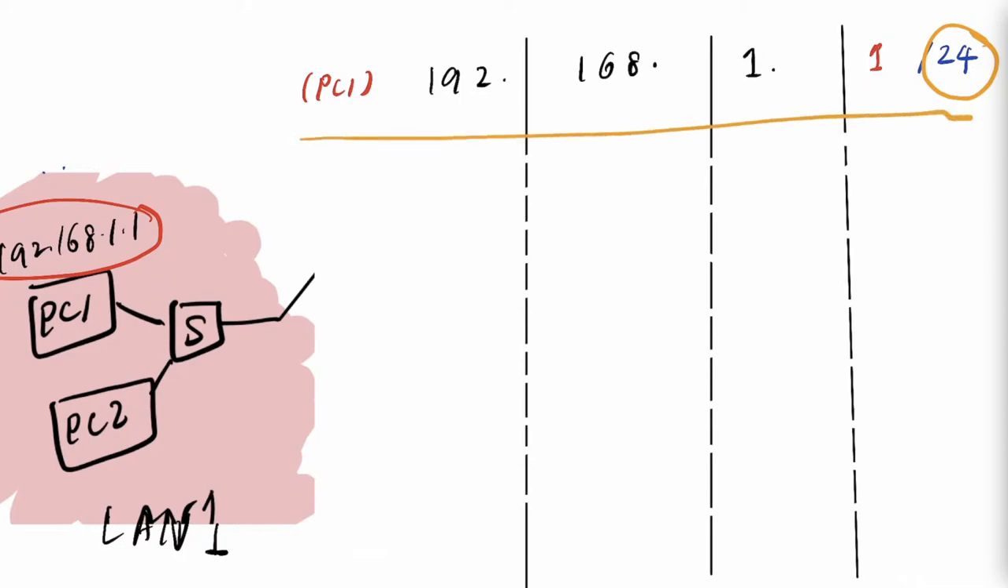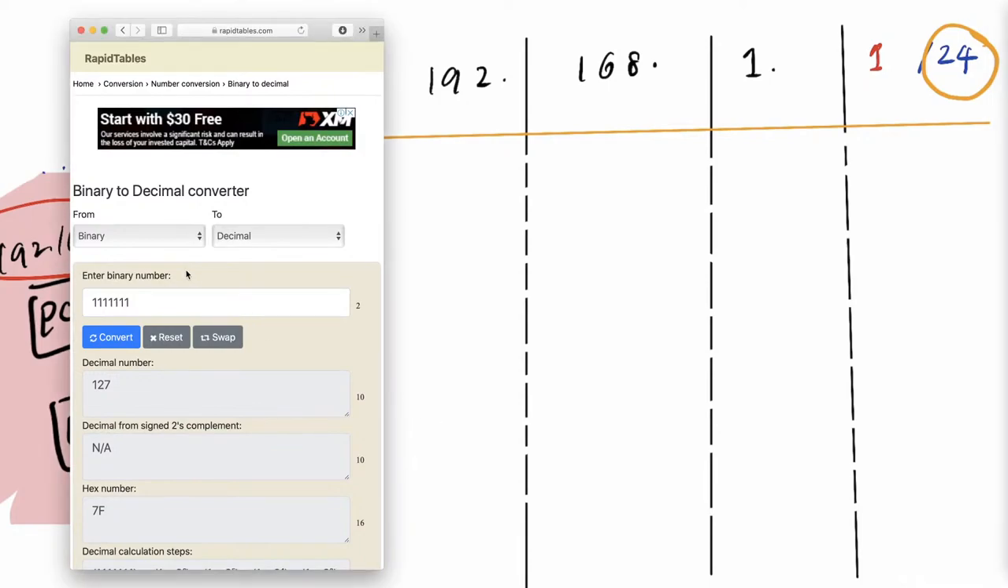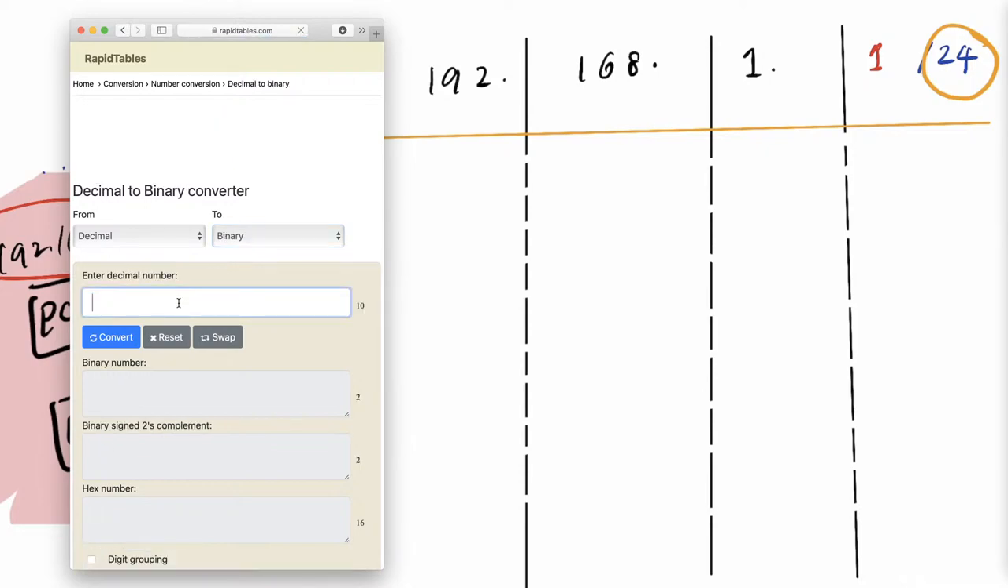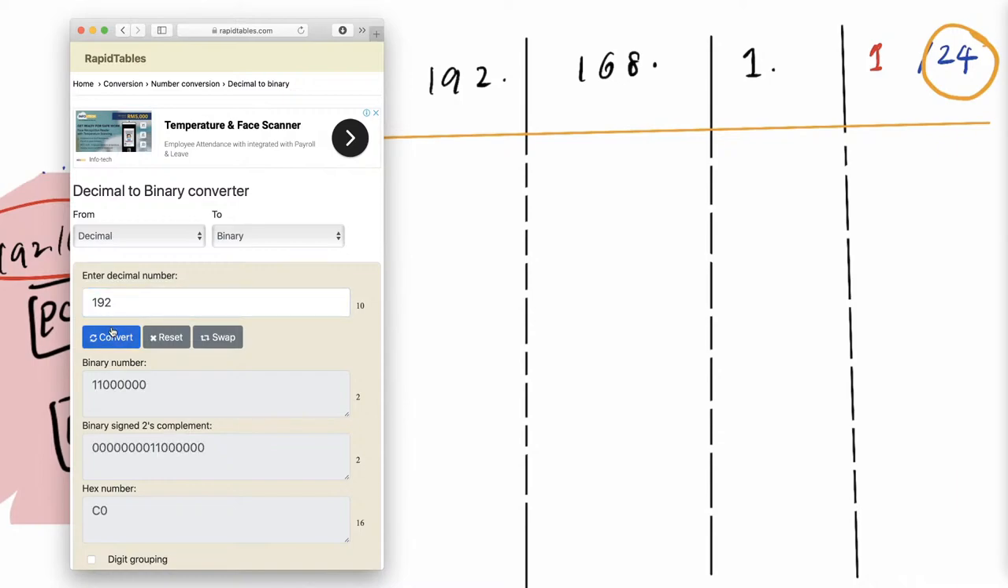So step number 1, you want to translate 192.168.1.1 to binary, and the way I do this is by using my favorite online calculator here. What you do next is make sure you get the notation right. We are going from decimal to binary here, and I want to translate 192 to binary. Of course you can use the scientific calculator or Windows calculator. 192, you press convert, and here this is the binary for 192.